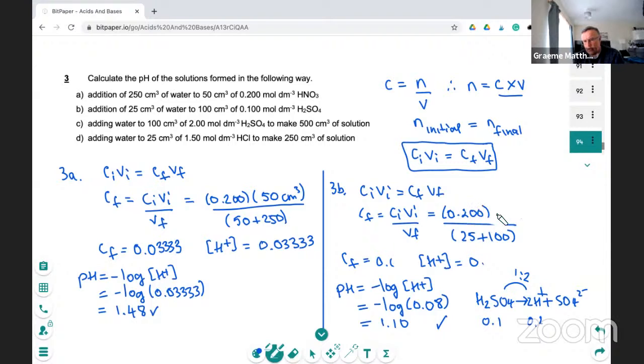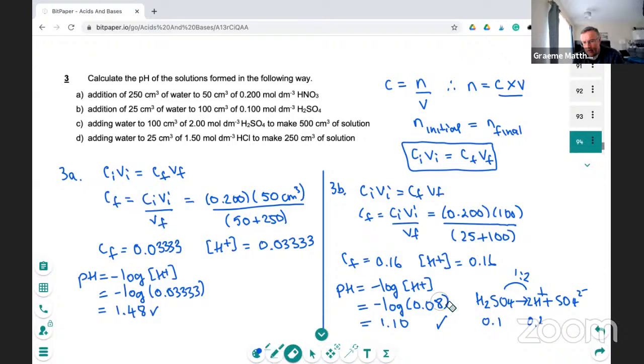0.200 times 10. No, it was 100, right? Yeah. Right, so let me correct that real quick. Hold on. So we've got 0.2 times 100 like this, over 125. I got 0.16. Yeah, we just doubled this. This 0.16, final concentration, this is 0.16.